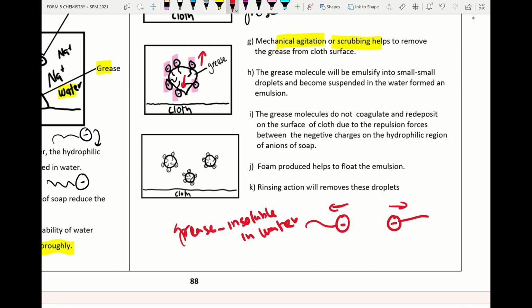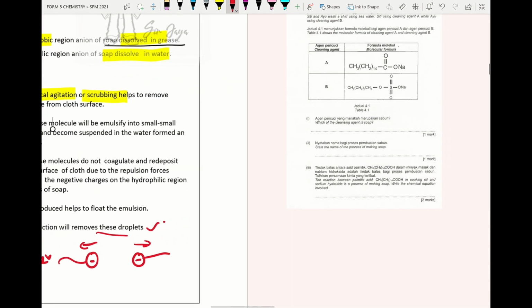Foam produced helps to float the emulsion. Rinsing action will remove these droplets with the water. All right, we move on to the next question.